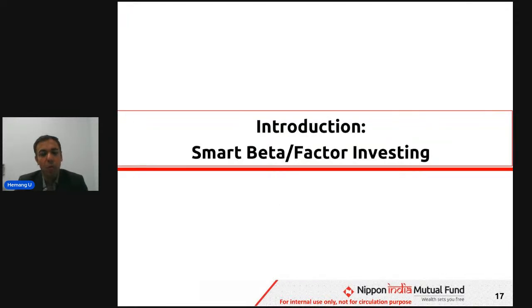So now towards the second section, let's talk about smart beta. This is the main section we wanted to focus on. Smart beta is a popular term used these days, and it is also known as factor funds or factor indices. Sorry, it is also known as strategy funds. So there are multiple names, but they mean the same.